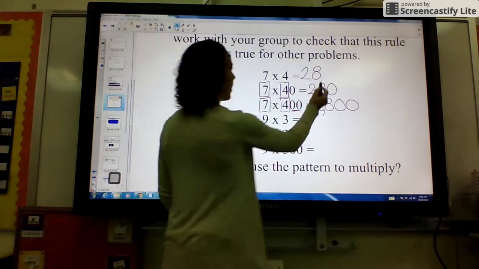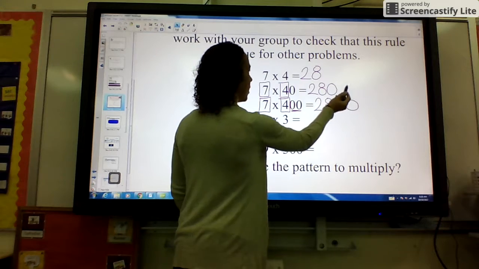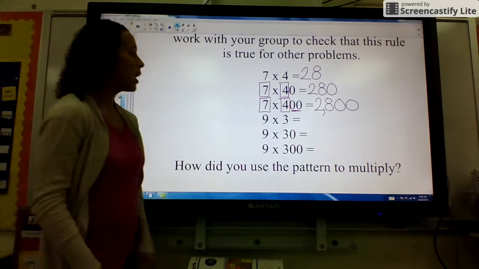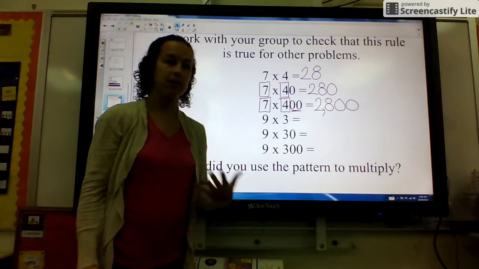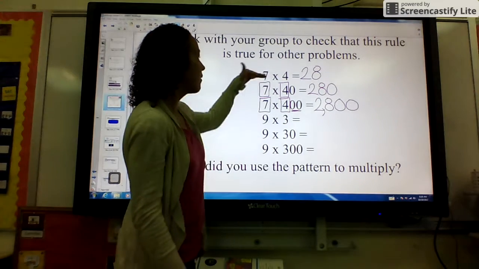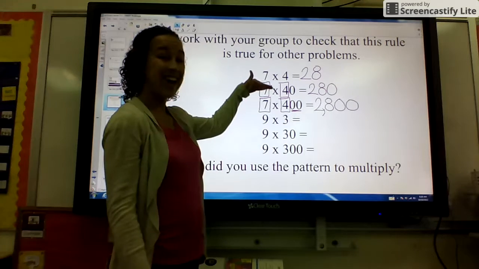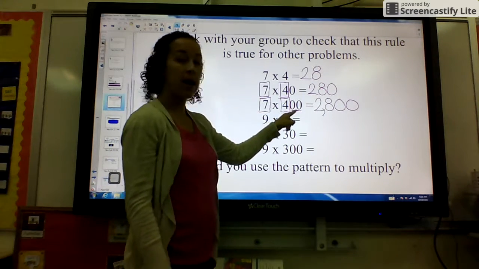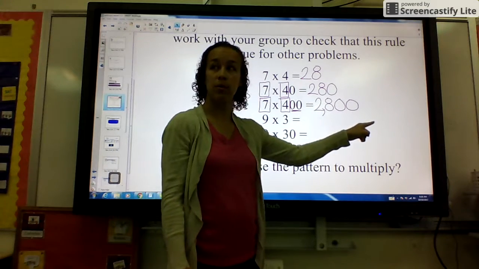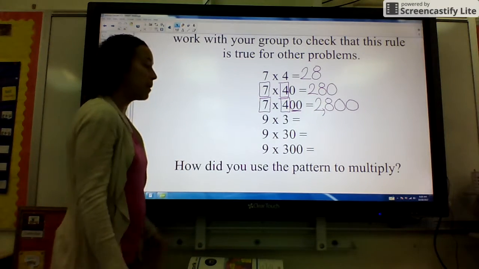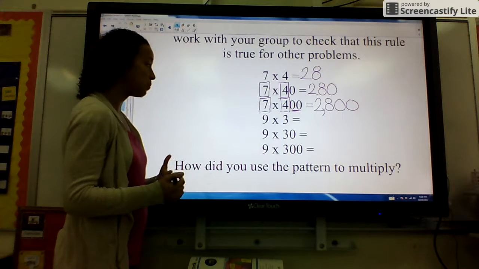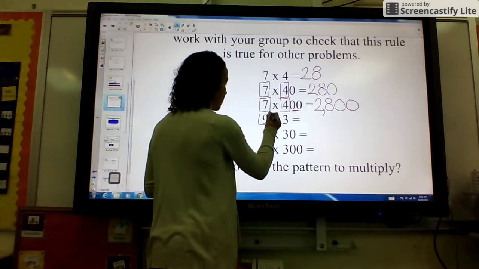What do we notice here? I have no zeros in this first number, I have 1 zero in this number, and 2 zeros in that number. And all that means is these are that pattern that we're looking for, that if I multiply by a number with a 10, I'm going to have another 0. If I multiply by hundreds, I'm going to have 2 zeros. So this is the nice part about tens and hundreds, is they're nice, easy numbers with the zeros. And that's what we're going to be focusing on.